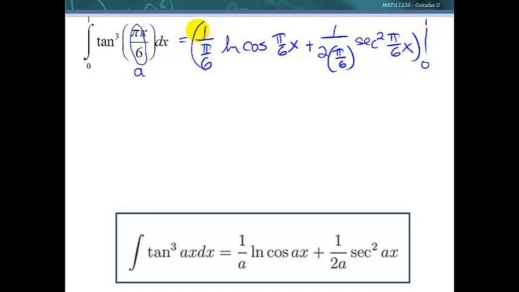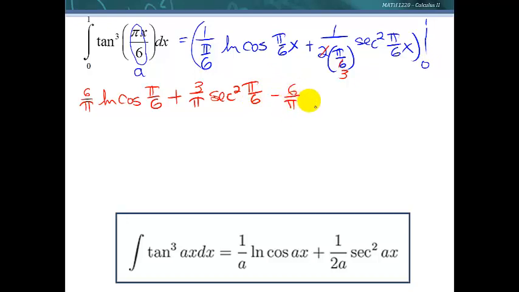Let's see what we could do to simplify this a little bit. We can flip that over. That's going to be 6 over pi natural log. We'll go ahead and evaluate this as we go as well. Cosine, substituting in 1, we've got pi over 6 plus, simplifying this one, 3 over pi secant squared of pi over 6, substituting in a 1. And then evaluating the lower limit, we'd have minus 6 over pi natural log cosine of 0 and minus 3 over pi secant squared of 0.